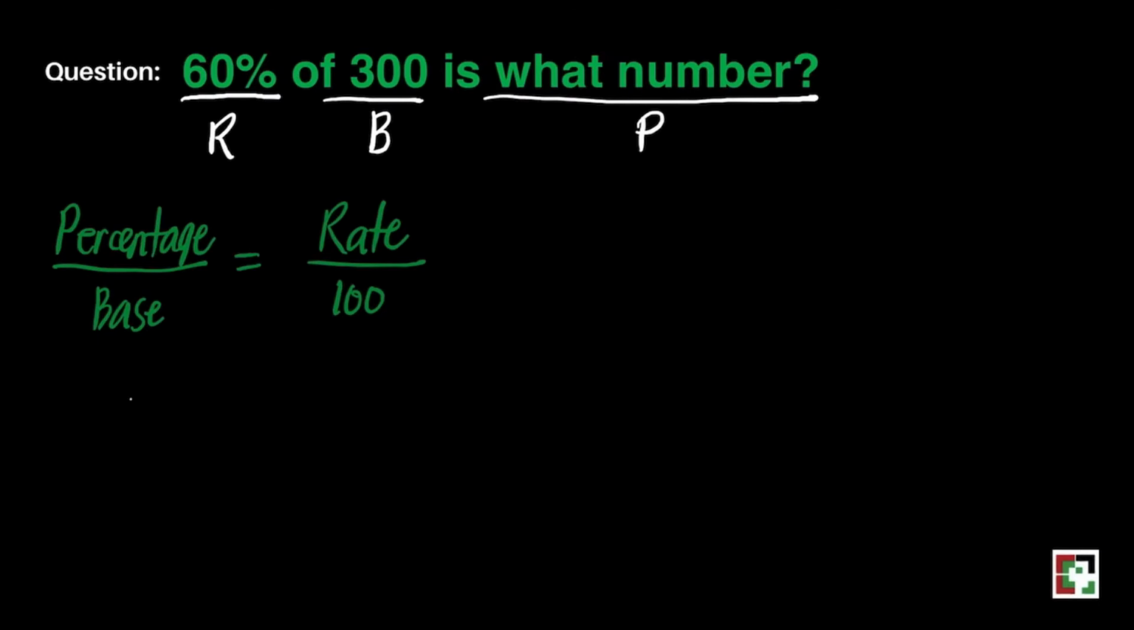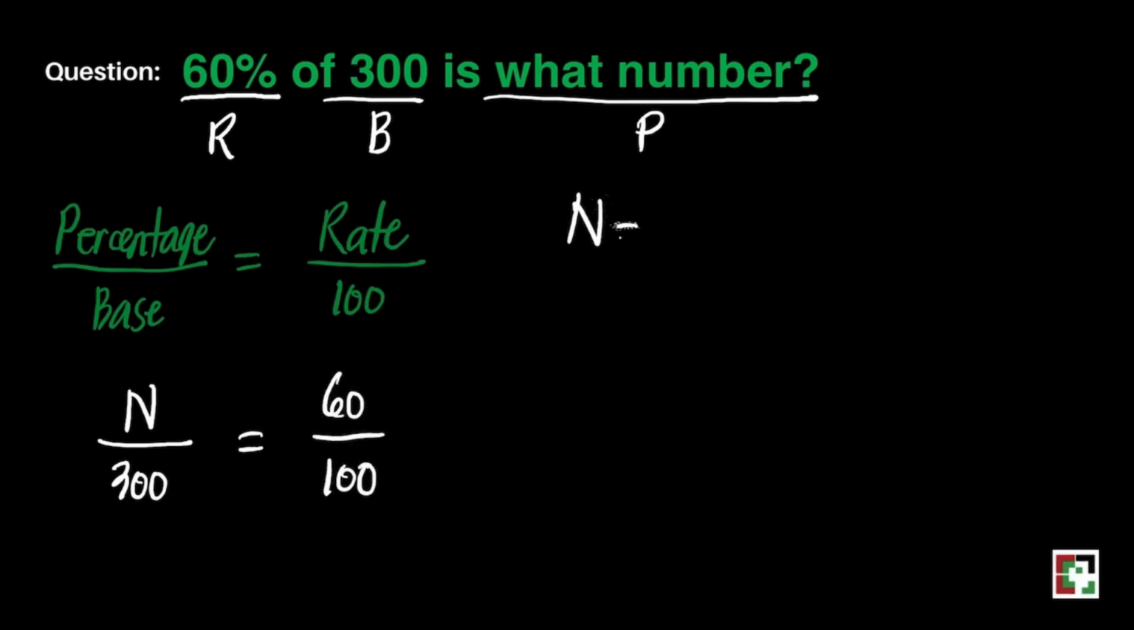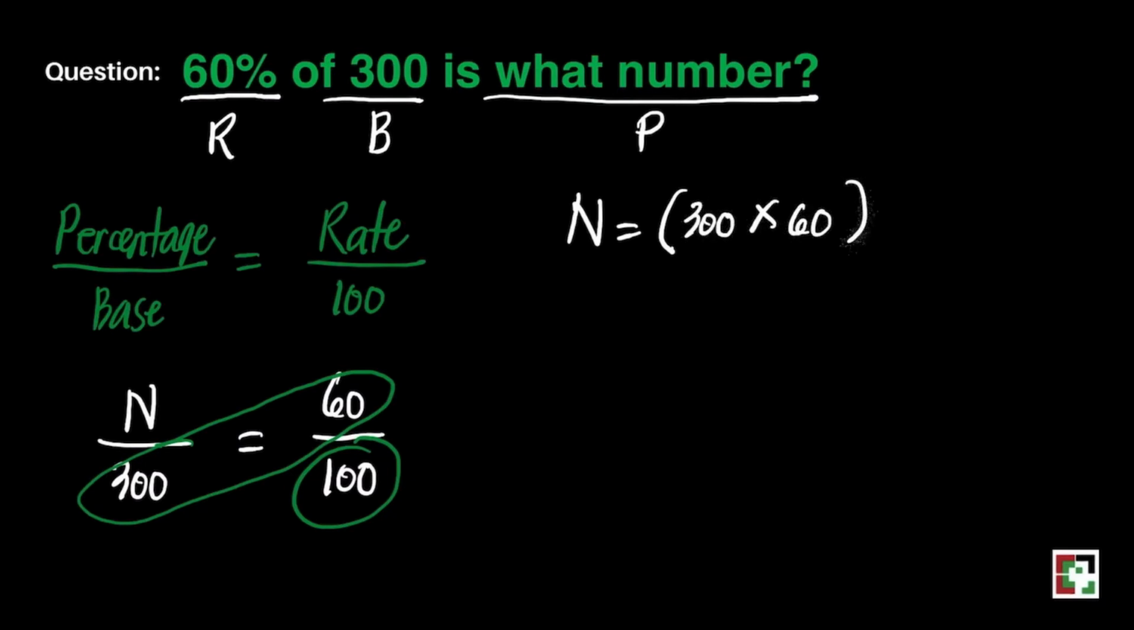Let's have n over 300 is equal to 60 over 100. How to find n? Just do cross multiplication. That's going to be 300 times 60 divided by 100. Let's multiply. 3 times 6 is 18. Just add 3 zeros, divided by 100.